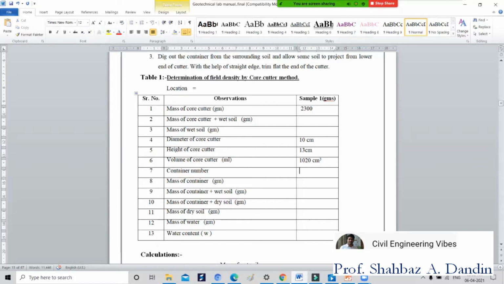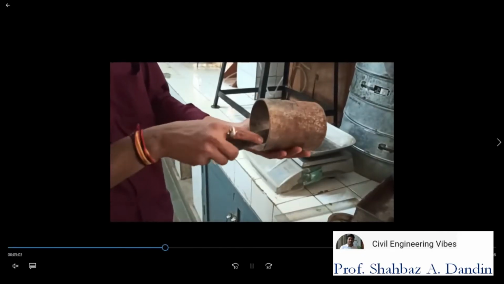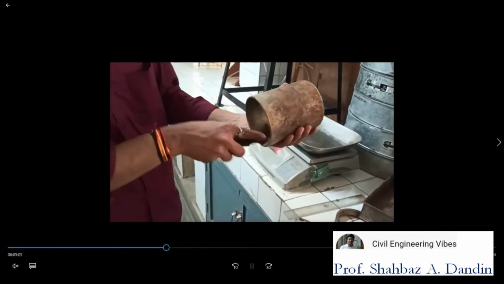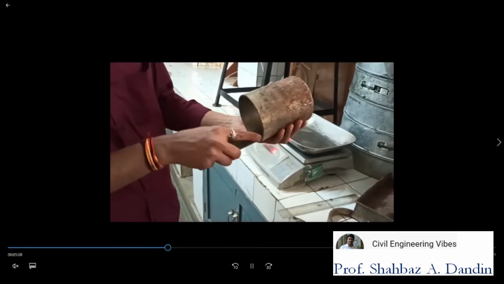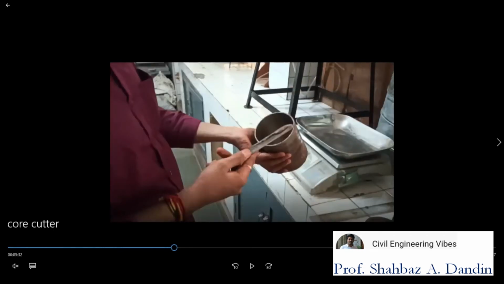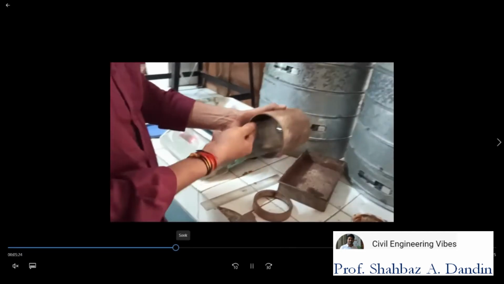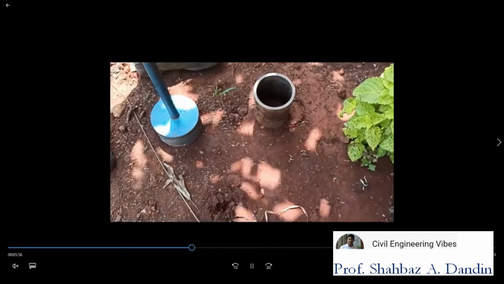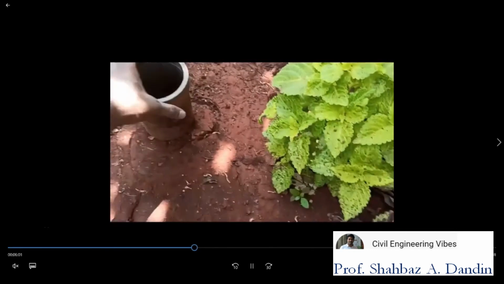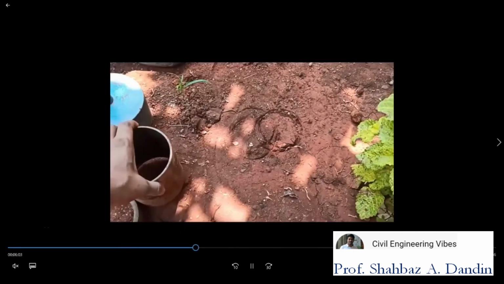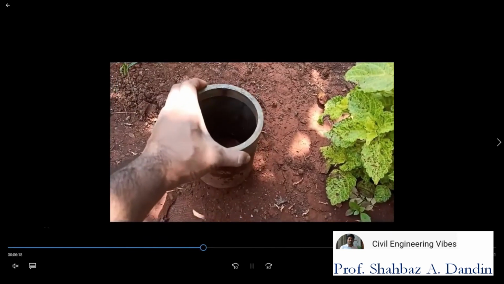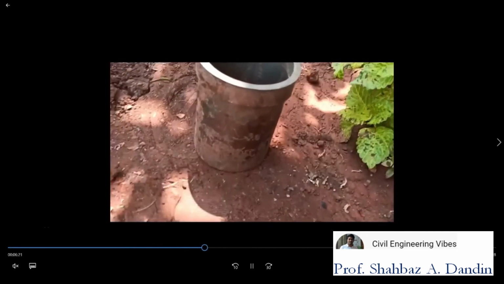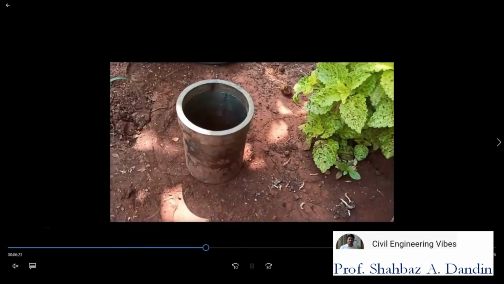Next, we have to apply grease on the inner surface completely, or we can use oil, as a lubricant. Next, we move to the site carrying this. Wherever we place this core cutter, the spot should be clean of organic materials and so on. That is our first observation. The second is that it should be kept on a horizontal surface, and then the dolly is to be placed on it.